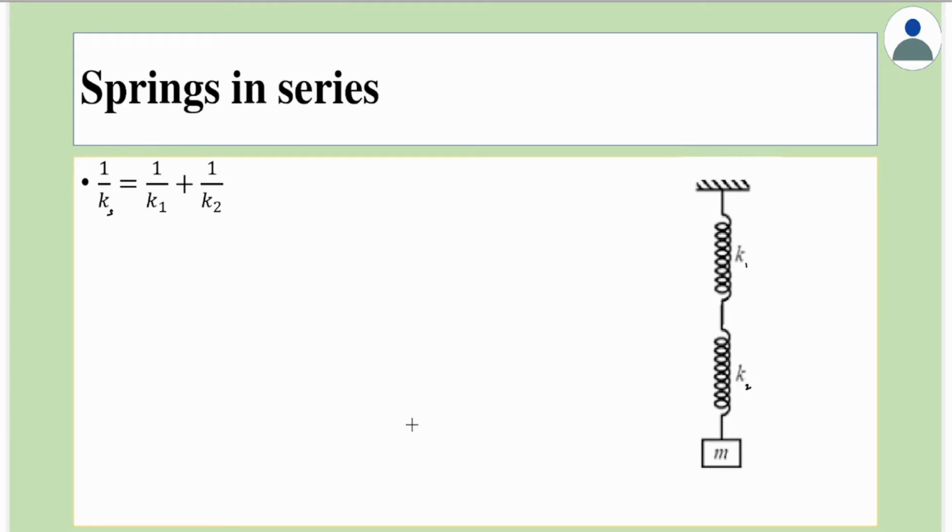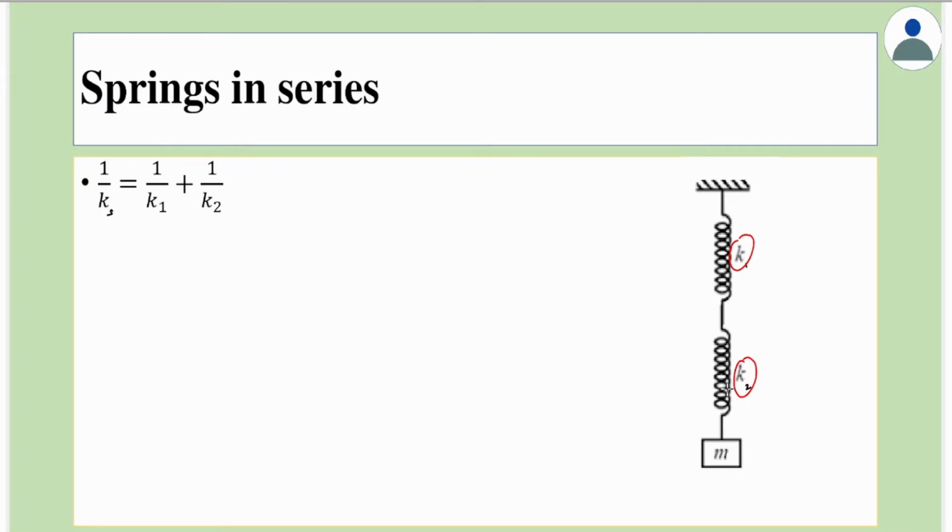Hello everyone, let's find out an expression for equivalent spring constant in case of springs in series and springs in parallel. We'll take the first case where we have springs in series. In this case, we have taken two springs. The same thing could be extended to other springs also, but the simplest case would be to take two springs. As shown here, we're taking two springs of spring constants K1 and K2 to which a mass is attached.